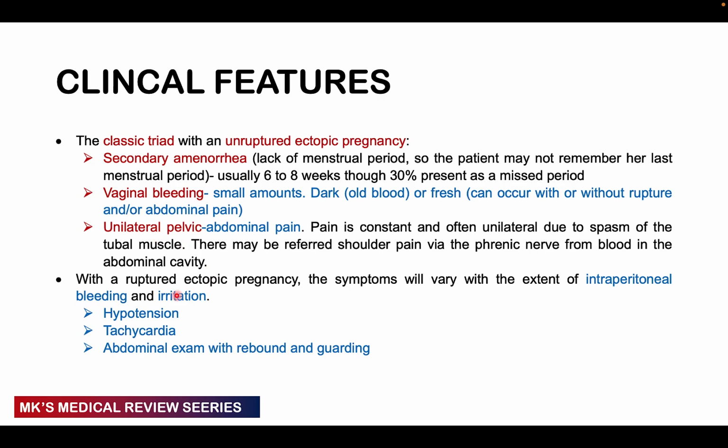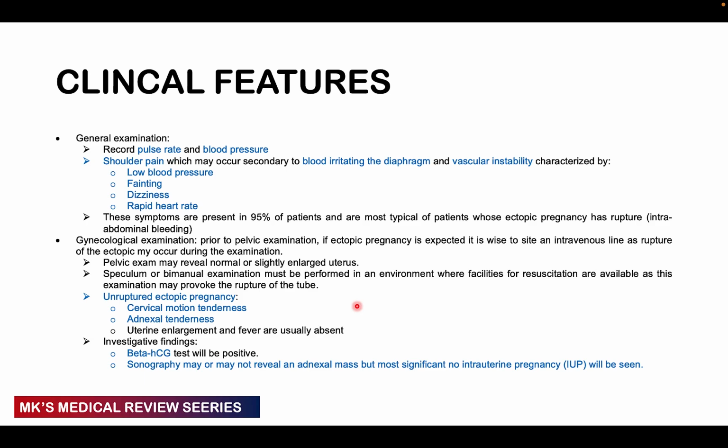And as the ectopic pregnancy ruptures, you get symptoms that vary depending on the extent of the bleeding into the peritoneum, depending on the extent of the irritation. But you may generally have hypotension, you may have tachycardia, and then when you perform an abdominal examination, you may have rebound tenderness, you may also have guarding. So when you examine this woman who has a suspected ectopic pregnancy, you want to record the pulse and the blood pressure. Remember, they may be hypotensive, they may be tachycardic. Sometimes the pulse may not even be perceptible.